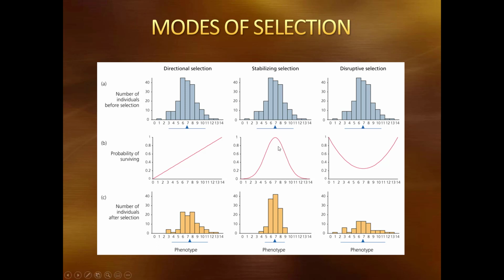What's going to happen in stabilizing selection is we're going to see stabilizing selection occur in populations that have been in a particular environment for a pretty long time, so they're already pretty well adapted. That's why the average has the highest fitness. They're pretty well adapted to it, and the environment's not changing.